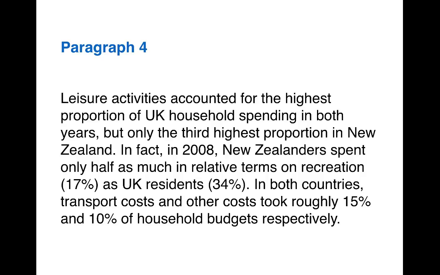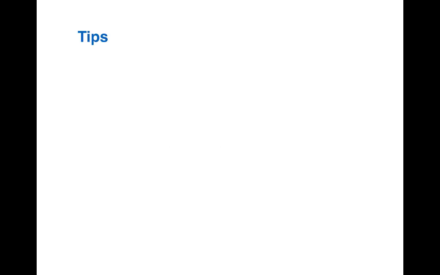What have we got in that paragraph then? We've got 3 categories: leisure, which I've called recreation later, it's the same thing, transport and other costs. And we've compared the years and the countries in those 3 categories. And because we have no conclusion in writing task 1, that's the full report finished. Before we look at the vocabulary from this report, I want to give you some tips that we've seen today.